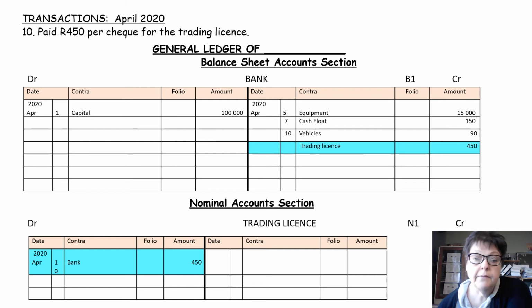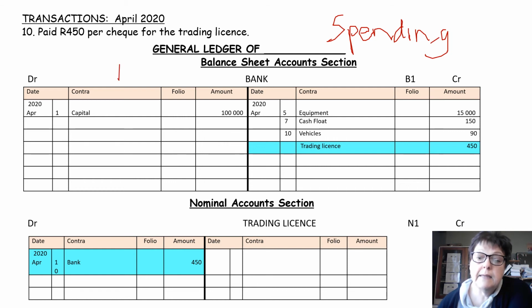Also on the 10th, we paid 450 Rand per check for the trading license. Again, we are spending money. If we spend money, we know that money in the bank will decrease. Bank being an asset increases on the debit side and decreases on the credit side. On the 10th, can you see I did not write the 10th again because the previous entry tells us it's the 10th, so it stays the 10th until we change it again.